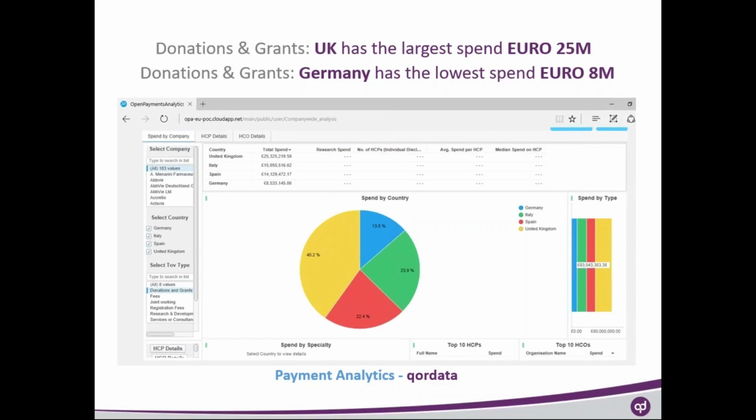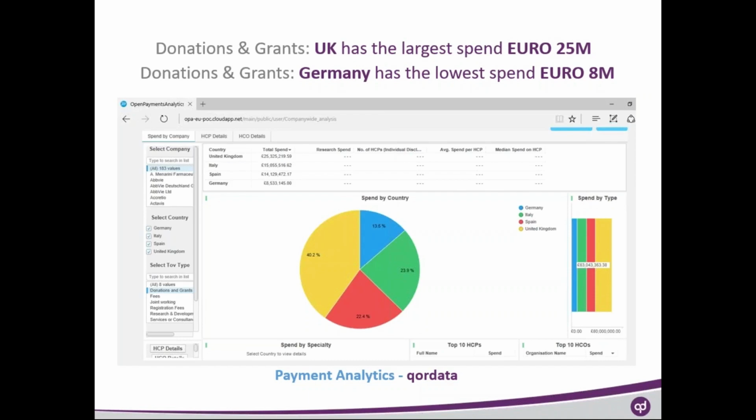So if you look at the left side of the panel, the dashboard that I'm reflecting, I selected the transfer of value type of donations and grants. I was free to pick anything else. I just did that for sake of comparison.